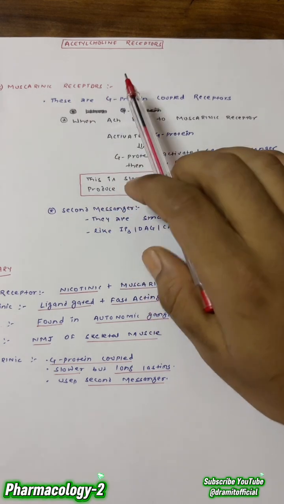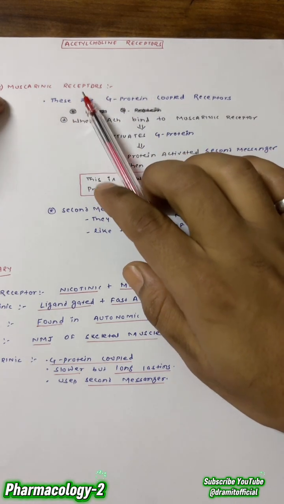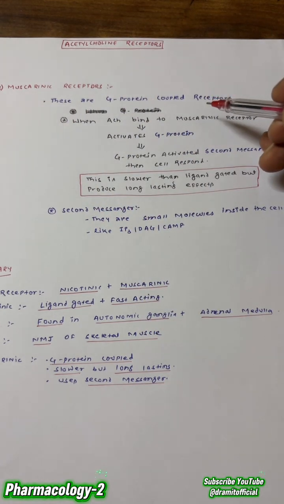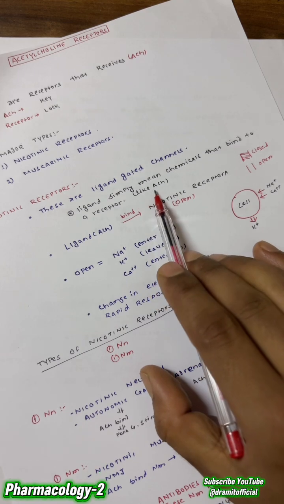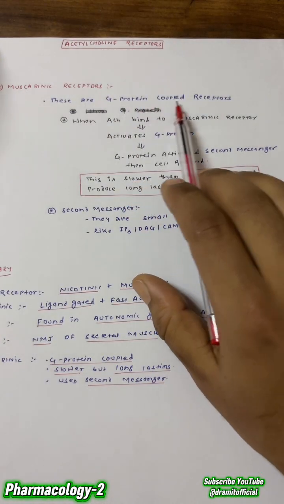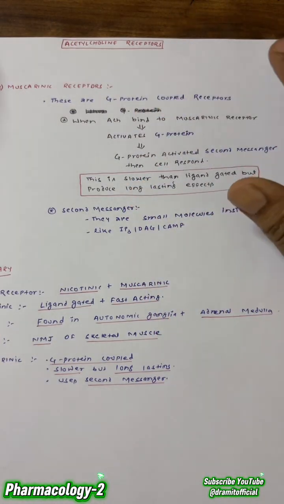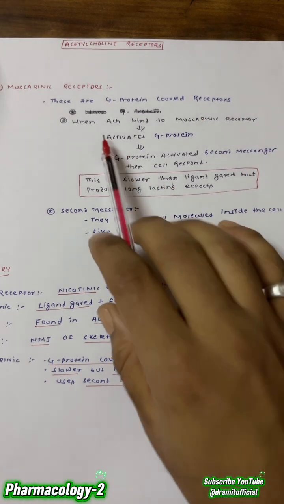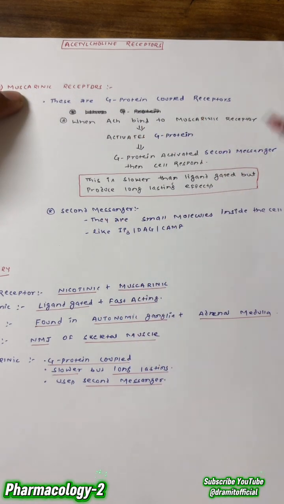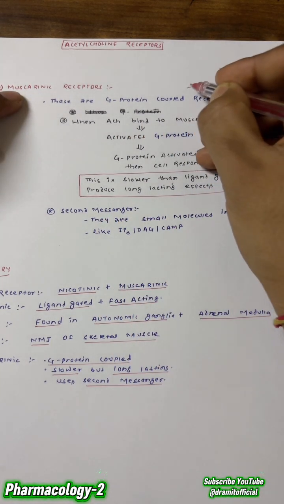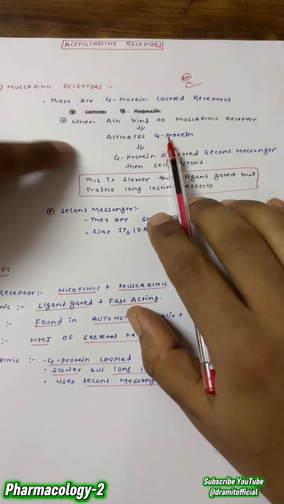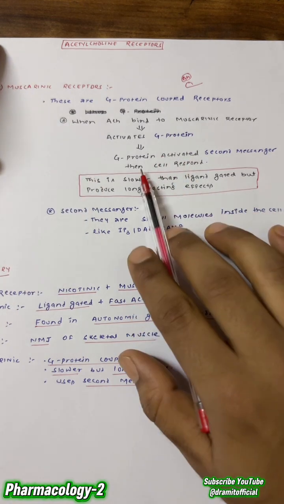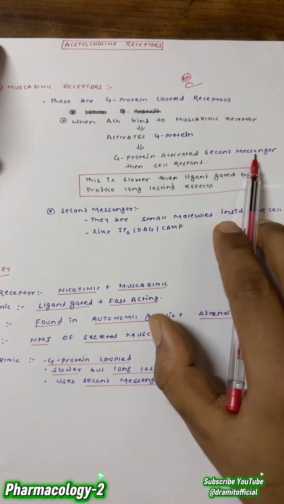Now let's talk about muscarinic receptors. These muscarinic receptors are G protein coupled receptors, just as nicotinic receptors are ligand gated, and the ligand is simply ACH. In the same way, this is a G protein coupled receptor, and the G protein is simply a protein. When ACH comes and binds to these muscarinic receptors, this will activate the G protein, and this G protein will activate a second messenger in the cell.